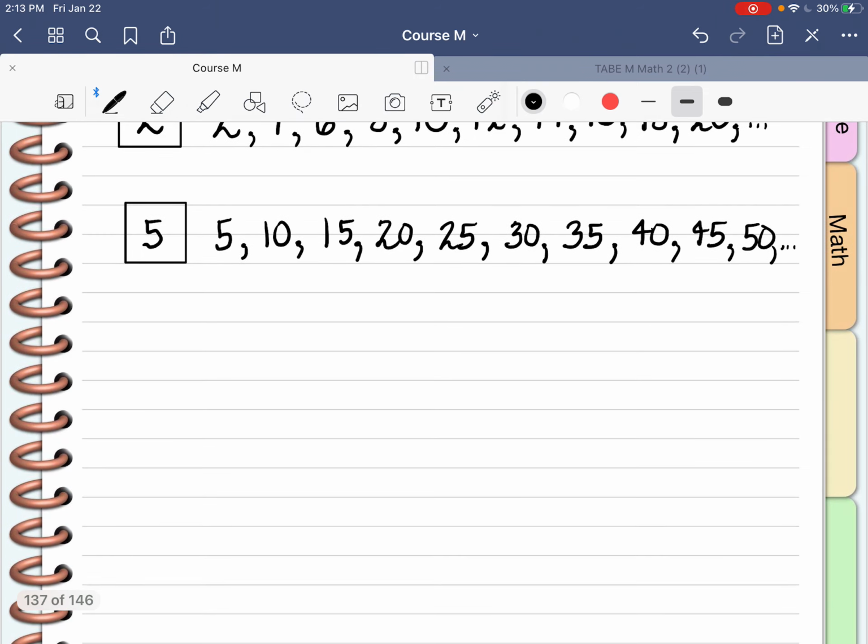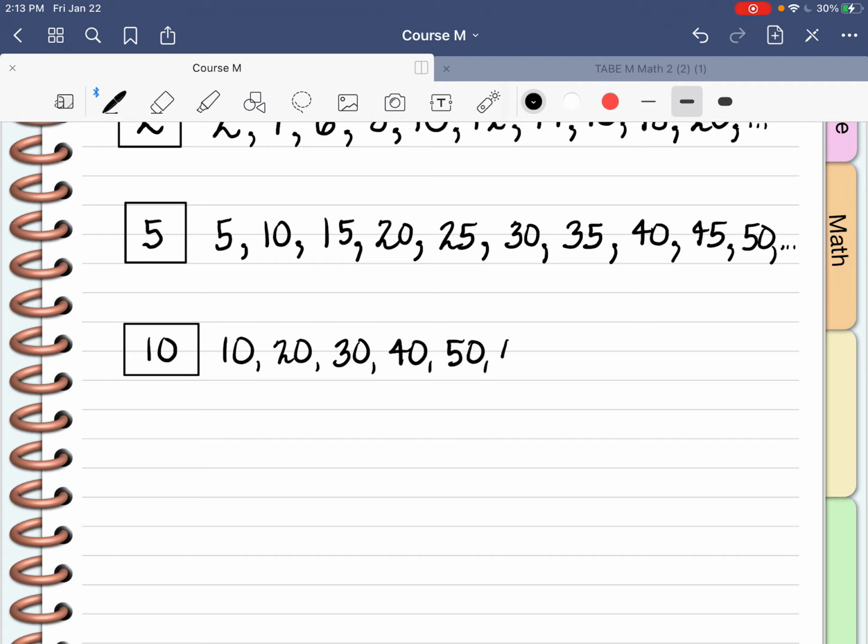Let's do the first 10 multiples of 10. So we're going to count by 10. 10, 20, 30, 40, 50, 60, 70, 80, 90, 100.